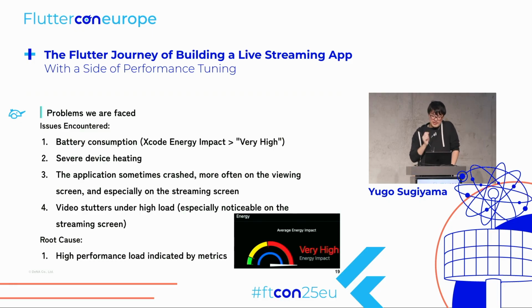In addition, the app sometimes crashed, especially on the streaming screen. Because of that, the live streams were occasionally interrupted, which was a serious operational problem for our service. We also saw occasional stuttering in the video playback. From the metrics we collected, the root cause was clear: the system was under a very heavy performance load. So next, let's look at how we improved the performance.